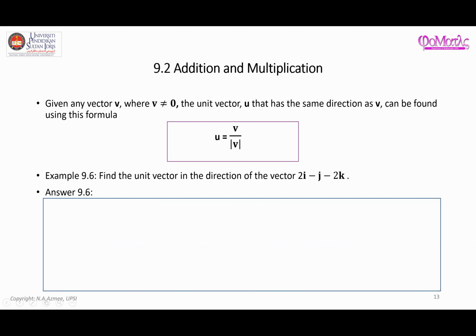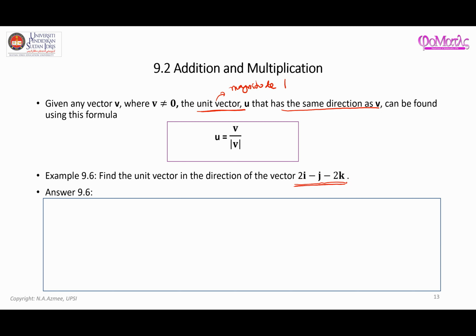Alright, next. Now given any vector v where v is not equal to 0, then you can actually find a unit vector. Now what is a unit vector? Again, a unit vector is a vector that has magnitude equal to 1. And you can find this unit vector that has the same direction as v by using the formula given in this box here. So as an example, suppose that this is a vector given by 2i minus j minus 2k.